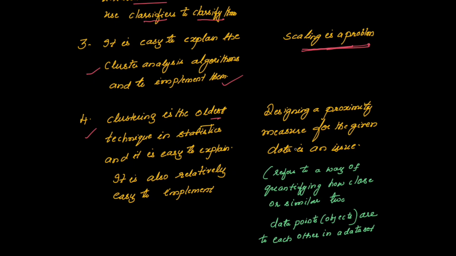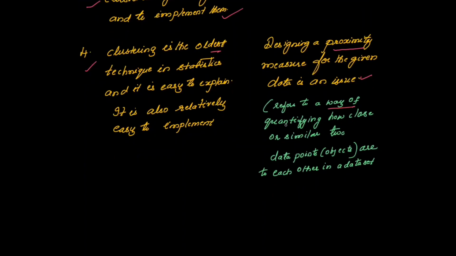Designing a proximity measure for the given data is an issue. What do you mean by this? First of all, what do you mean by proximity? In order to decide how close the data points are, you are going to design a proximity. Actually, what do you mean by a proximity measure? It refers to a way of quantifying how close or similar two data points or two objects are to each other in a data set.